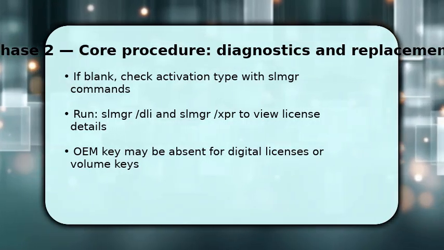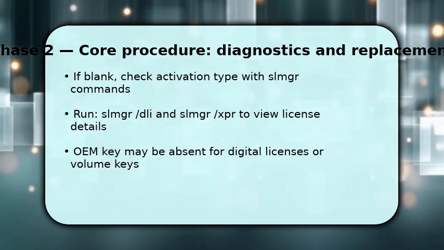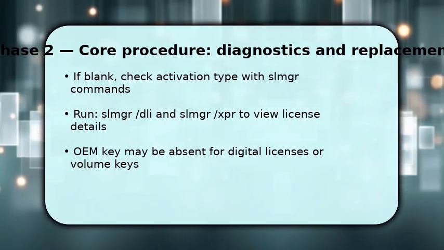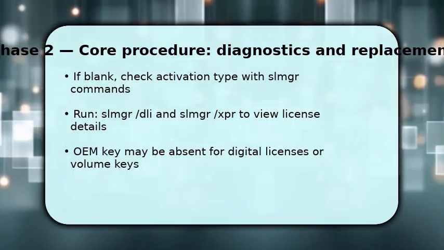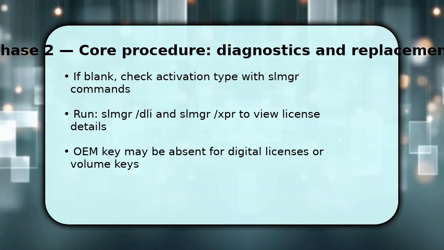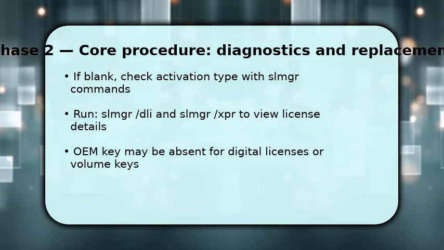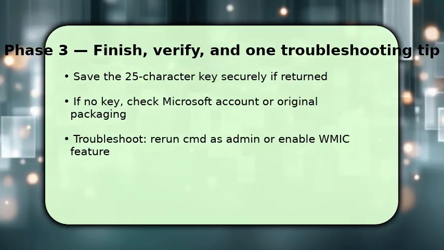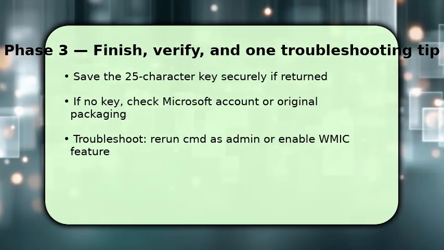Once done, make sure to read the edition and activation channel. Windows Home, Pro, or Volume Licensed Enterprise behave differently. If you find a digital entitlement, there's no BIOS key to extract, which explains a blank result. And when you finally have the key, write it down or store it in a password manager. Treat it like sensitive data.